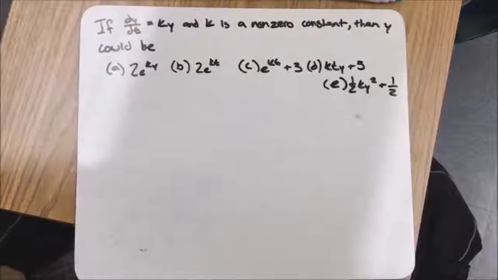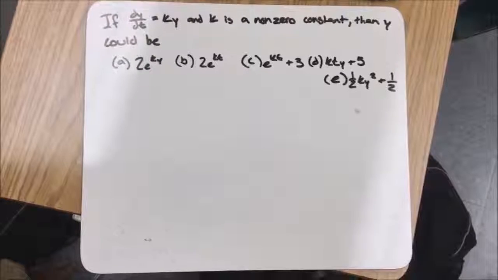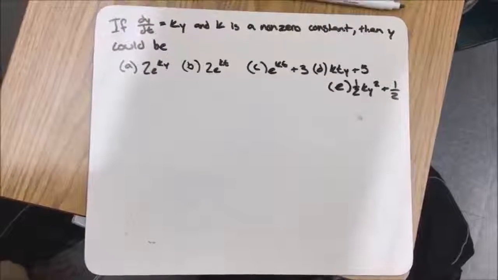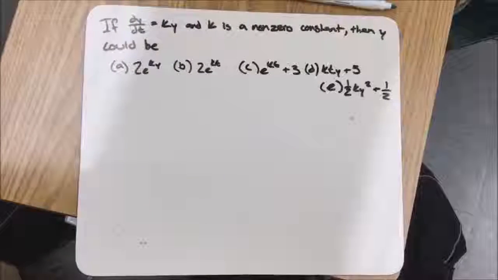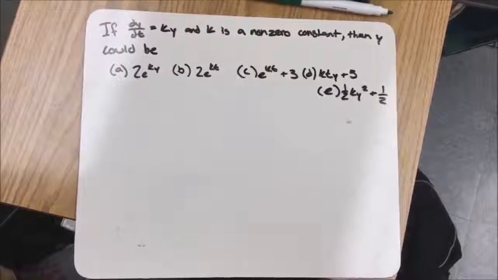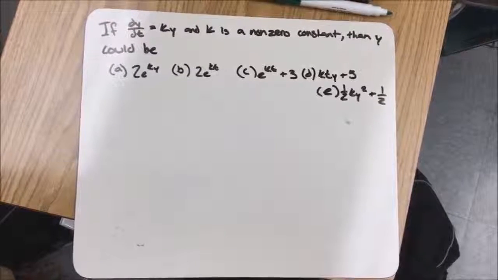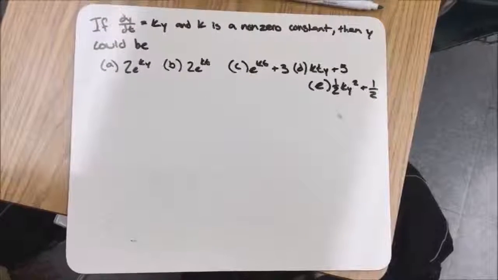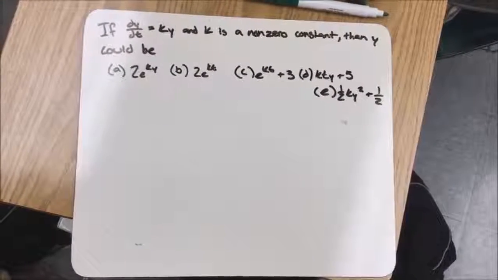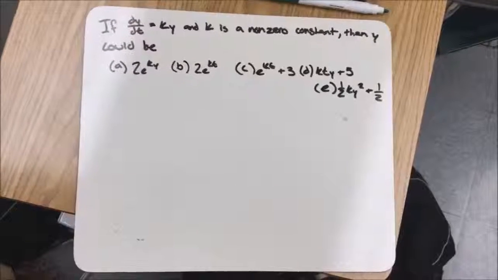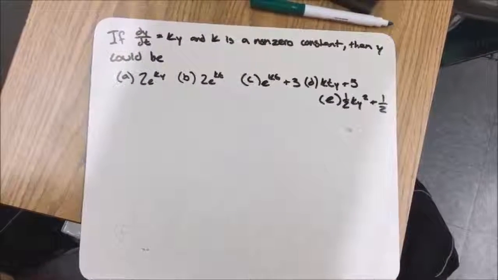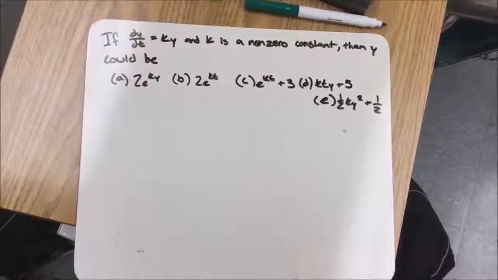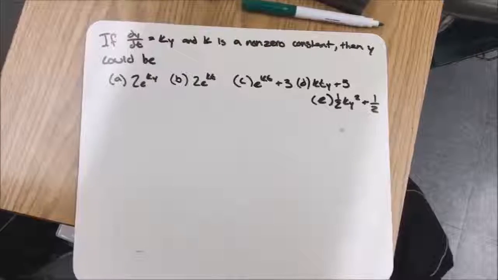In today's video, we will be solving question number 21 of our packet full of AP problems. Question number 21 asks, if dy over dt equals ky and k is a non-zero constant, then y could be choice A, 2e to the power of ky, B, 2e to the power of kt, C, e to the power of kt plus 3, D, kty plus 5, or choice E, 1/2 ky squared plus 1/2.